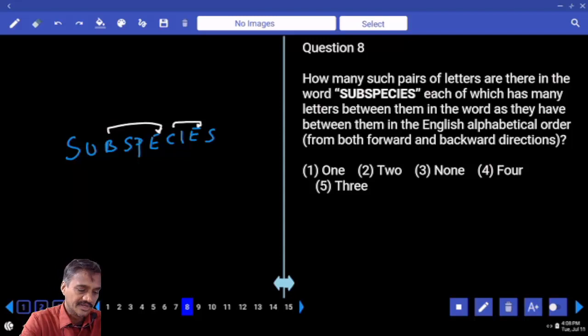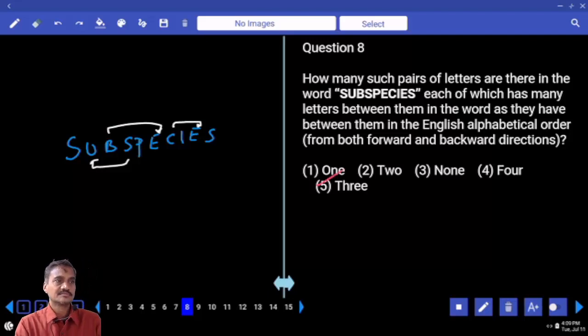2. And again in the reverse: S, T, U, V, W, X, Y, Z. E, F, G, H, I, J, K, L, M. I, J, K, L, M, N, O, P. C, D, E, F, G, H, I. E, F, G, H, I, J. And P, Q, R, S, T. S, T, U, there is one more. And how many pairs do we have? 3. And 3 is the choice for question number 8.